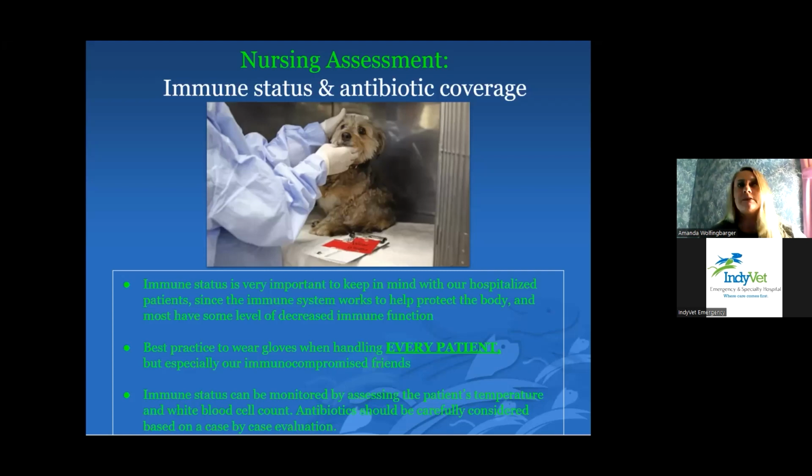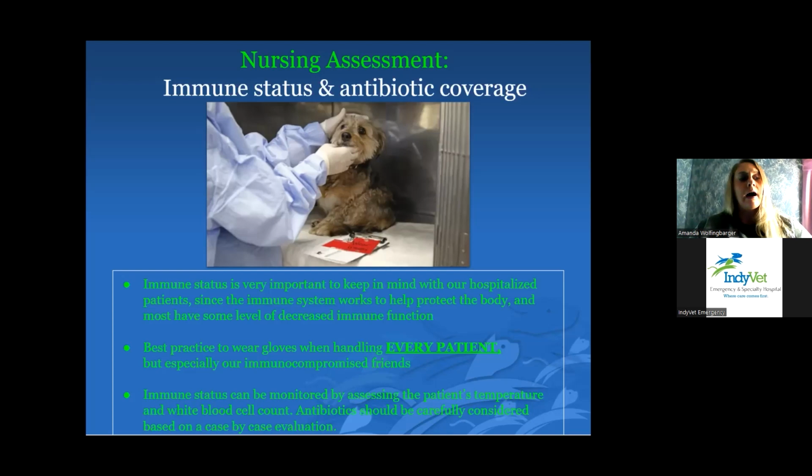So whether it's just a toxin ingestion that is barking its head off, just the stress from that alone can cause their immune function to be decreased. And then a soapbox of mine is wearing gloves with every single patient every time, but especially with our immune compromised patients, like the picture above, which is showing a chemo friend of ours, with full PPE, protecting ourselves and that patient.